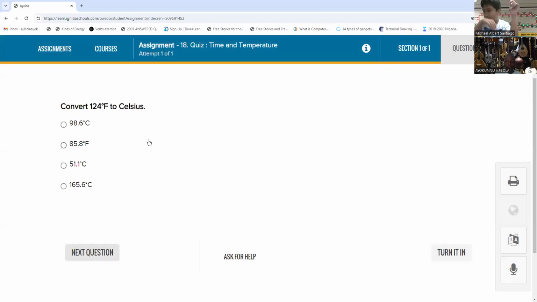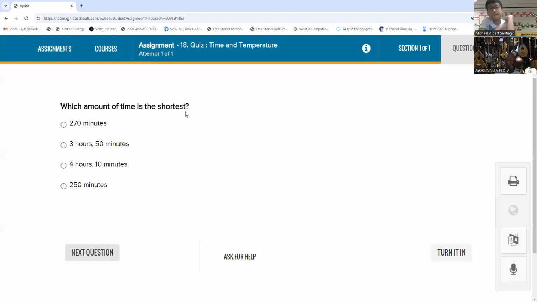Now convert Fahrenheit to Celsius. What will you do? You firstly subtract 32. That is 124 minus 32. Then you now multiply your result by 0.5556. This is around 51.1.